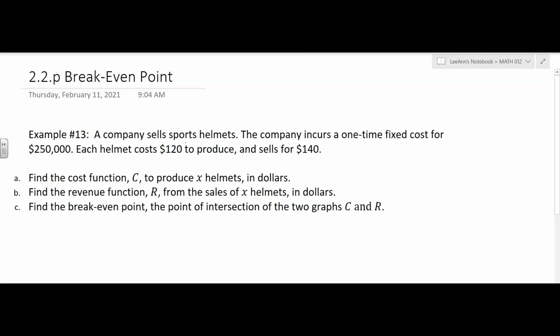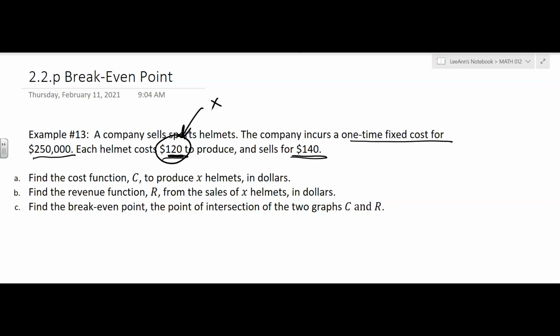The company incurs a one-time fixed cost of $250,000. So they had to pay that up front. Each helmet costs $100 to produce and sells for $148. So this right here is where our variable is going to come in. It depends on how many helmets, which we're going to call X. I would have called it H, but the book said to use X.